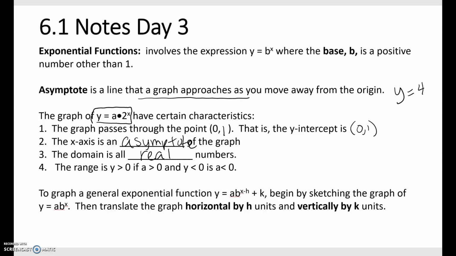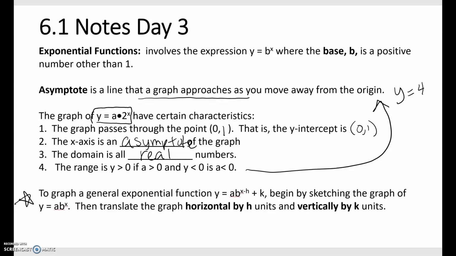Okay, we also know a little bit about the range. The range is y is greater than 0 if my a is greater than 0, and less than 0 if my a is less than 0, so if a were negative. Okay, so that does have to deal with my asymptote a little bit there. We talked about those over the last couple days.